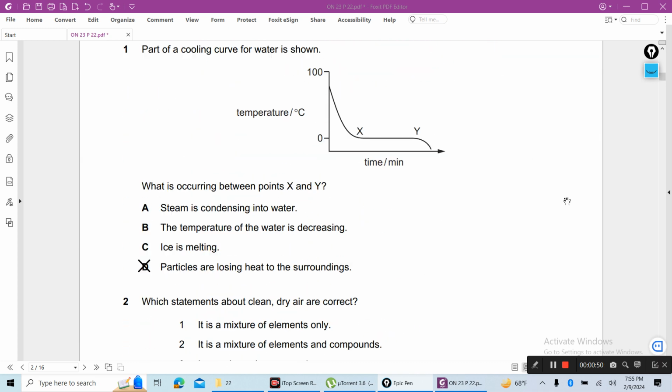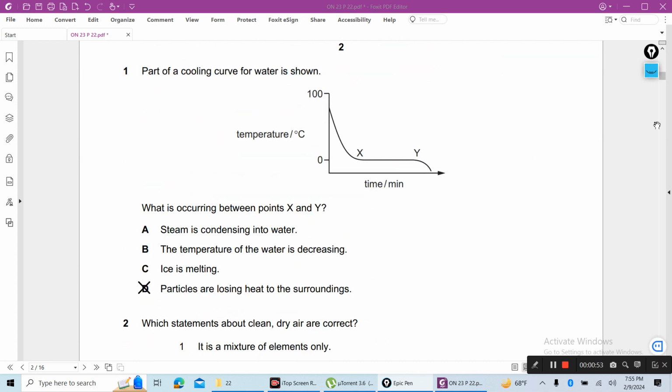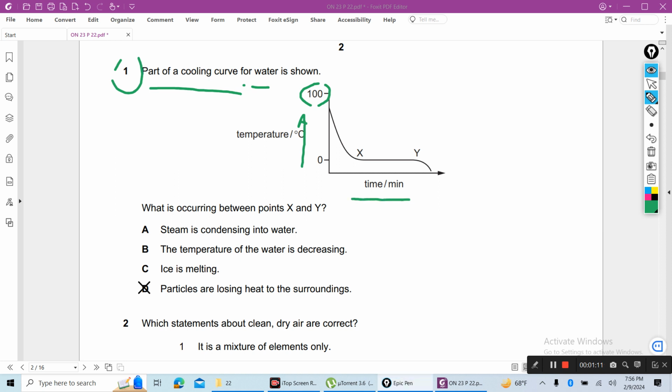Let's move. Number 1. This is part of the cooling curve for water. Water's boiling point is 100 degrees centigrade. The temperature decreases, and at 0 degrees centigrade liquid water becomes solid water, ice, and freezes.